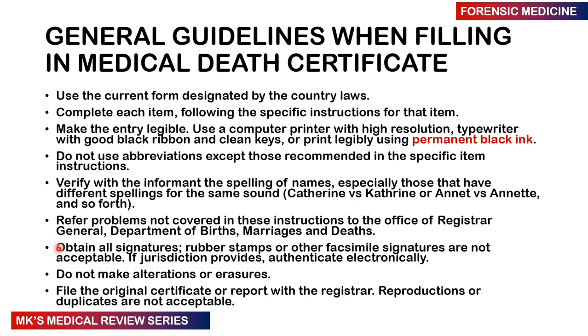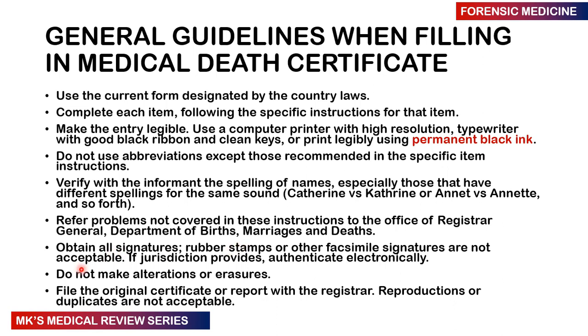The seventh is, of course, obtaining all signatures. So rubber stamps or any facsimile signatures are not acceptable. And if the jurisdiction actually provides, we can authenticate it electronically. But in our setting here, we haven't yet reached that stage. So most of it is still in the paper system.